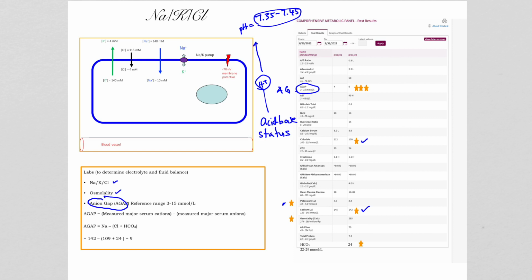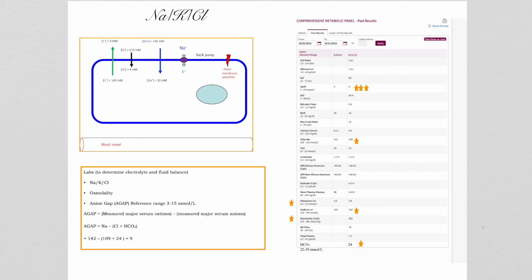Maintaining this pH is so critical for survival that the anion gap test helps us indirectly in assessing this acid-base status. According to the principles of electrical neutrality, the number of positive ions, what we call cations, should be equal to the number of negative ions, or anions, in the serum or any body compartment.